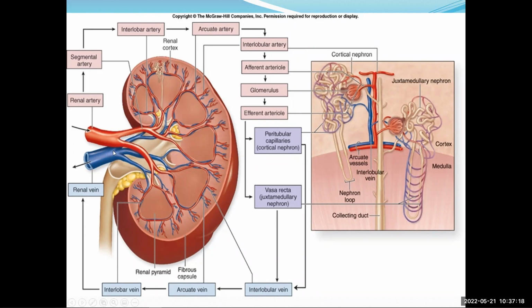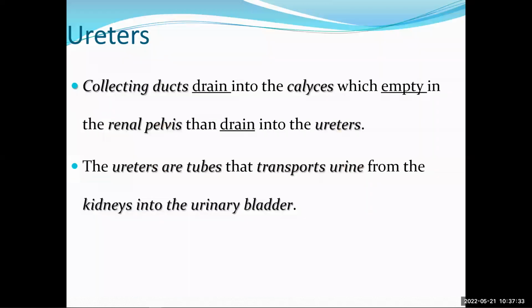From the renal vein, inferior vena cava to the heart, to the lungs via the pulmonary artery, then returning via the pulmonary vein, oxygenated, then to enter the systemic circulation.